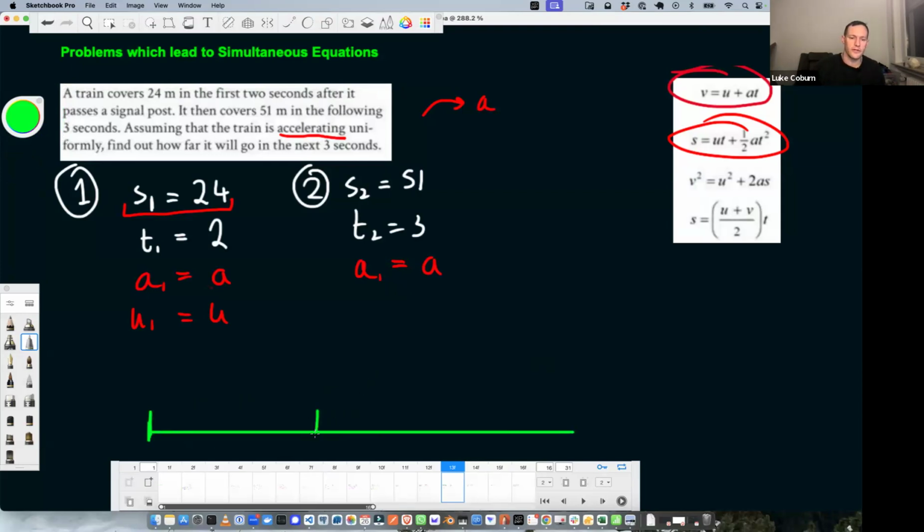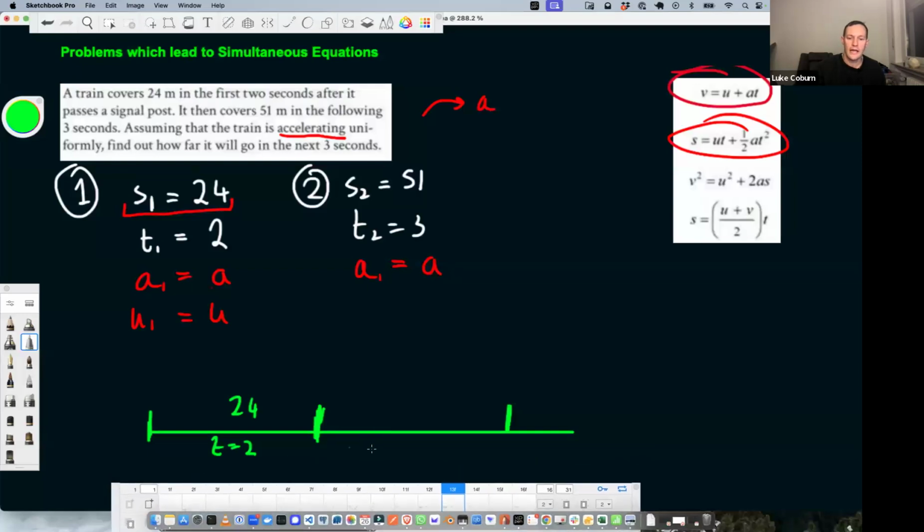In the first part of the journey, that's 24 meters, and that takes T is equal to 2. And then the next part of the journey, measured from here to here, is T is equal to 3. At the beginning, U1 is equal to U, and it's constant acceleration, so I know it's got the same acceleration in both stages of the journey. Okay, so what's the sneaky thing?